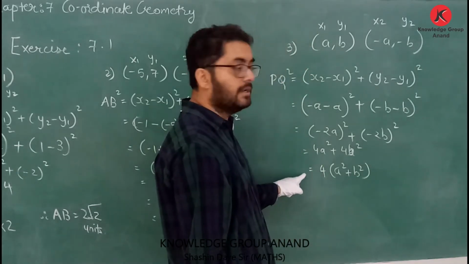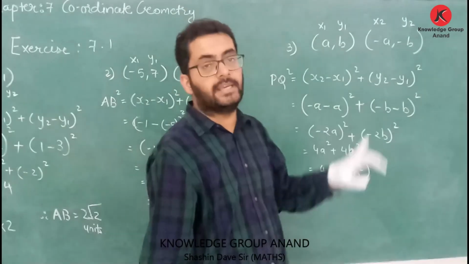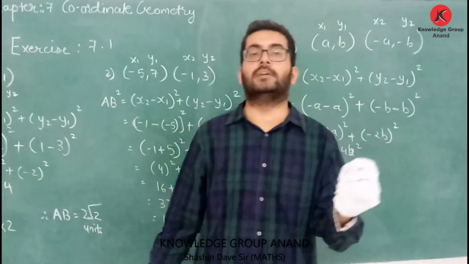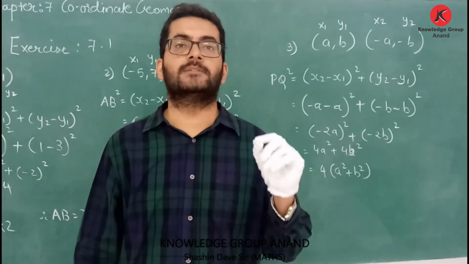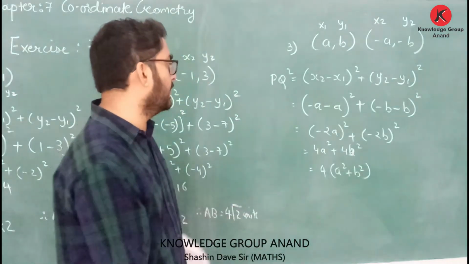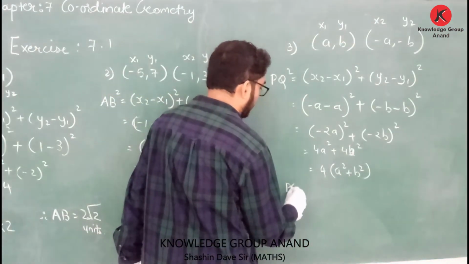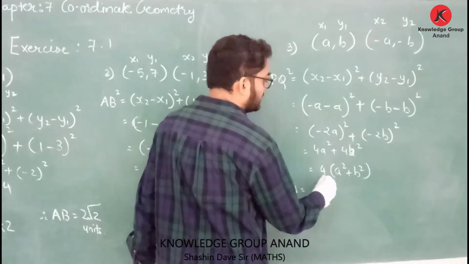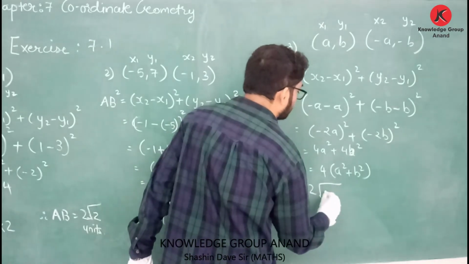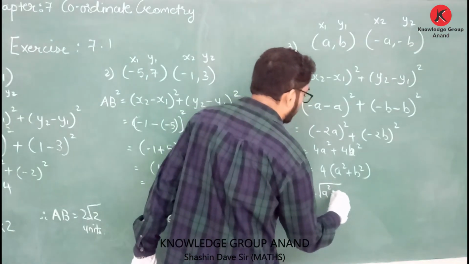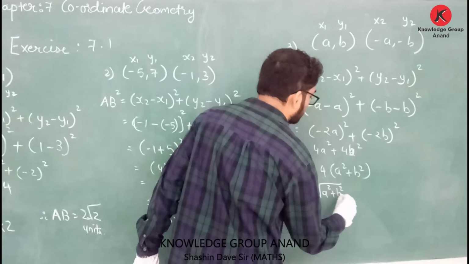Now ये जो वैल्यू आई है वो PQ स्क्वायर की आई है, हमें PQ स्क्वायर नहीं चाहिए, हमें चाहिए डिस्टेंस PQ. So to get that distance PQ, okay, we have to take root. तो अगर हम इसका रूट लेंगे तो PQ is equal to 4 का रूट होगा 2 और इसका रूट नहीं होगा, इसलिए यहाँ पे होगा अंडर रूट a स्क्वायर प्लस b square units.